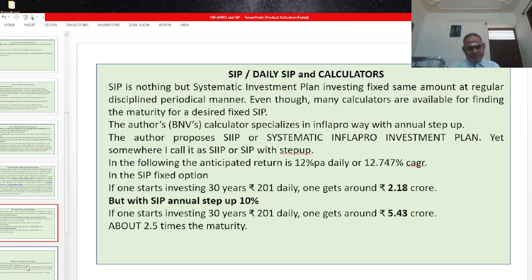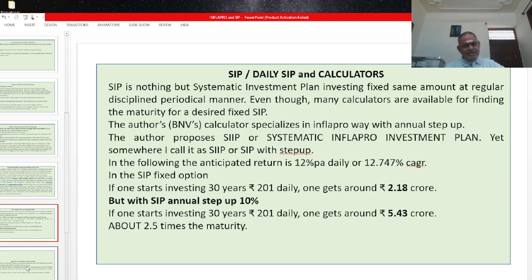SIP is nothing but a systematic investment plan, investing a fixed, same amount at regular, disciplined periodic intervals. Even though many calculators are available for finding the maturity for a desired fixed SIP, the author BNV's calculator specializes in inflow pro way with annual step up. The author proposes SIP, that is, Systematic Inflow Pro Investment Plan. Yet, somewhere I call it SIP with step up. In the following, the anticipated return of 12% per annum daily, or 12.747% CAGR, is considered.